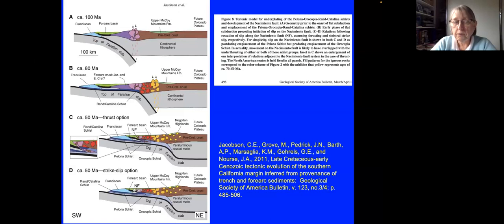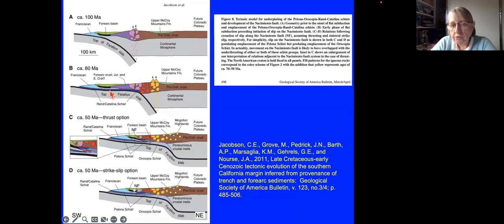At about 80 million years ago, what happened is the classic subduction basically got modified. And what happened is the Farallon plate started coming in at a much, much shallower angle. And this is what's called flat slab subduction. And there are some reasons for it that have to do with the plate being less dense and a little bit thicker locally.